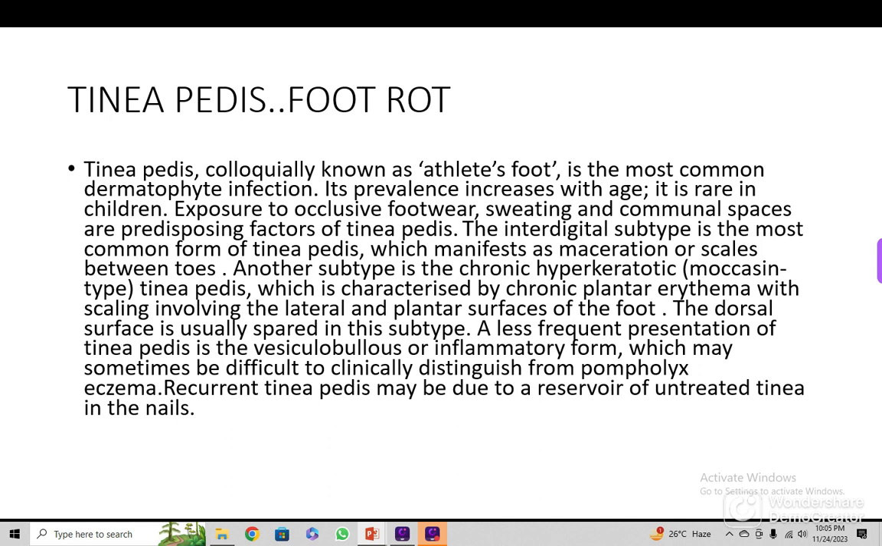The dorsal surface is usually spared in this subtype. A less frequent presentation of tinea pedis is the vesiculobullous or inflammatory form, which may sometimes be difficult to clinically distinguish from what is called the pompholyx type of eczema, because it is itchy and has fluid coming out. Recurrent tinea pedis may be due to the revival of untreated tinea in the nails.